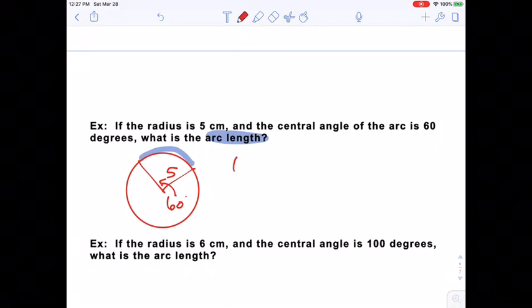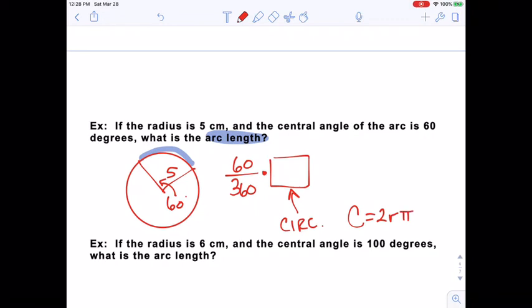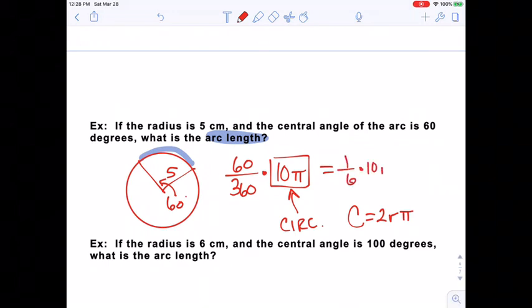So you have two ways to do it. So I showed you how to take the 60 out of 360 and multiply it times the circumference. So you have to figure out the circumference. So circumference is 2r pi. So 2 times 5 is 10 pi. So if you do this method, you get 1/6 times 10 pi, or that's supposed to be a pi symbol. Sorry about that. 10/6 is 5/3 pi, and that would be your answer.